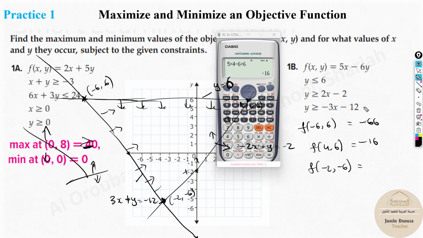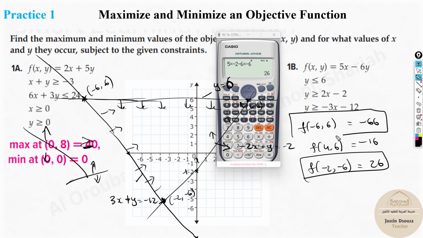Now you can see this is a minimum value, negative 66. It's a small number compared to negative 16. And lastly, we have minus 2 here and minus 6 here, and it's positive 26. So the maximum value is this. So maximum value is at x minus 2 and y minus 6. The value we obtain is 26. And the minimum value of minus 66 is obtained when x is negative 6 and y is positive 6.